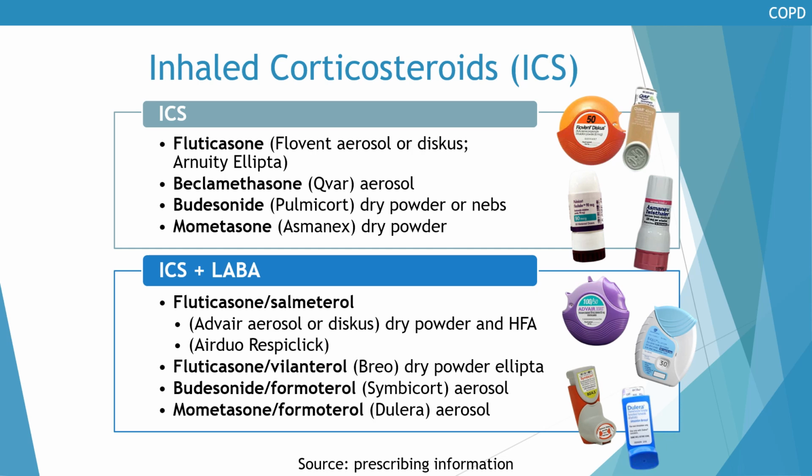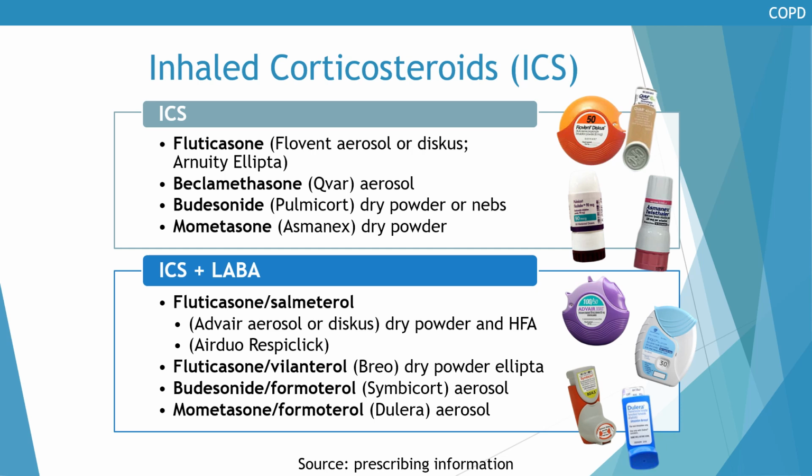ICS inhalers listed here are fluticasone, which comes as Flovent aerosol or Diskus, and Arnuity Ellipta. Arnuity is the only one that is actually once daily; otherwise the rest are twice a day. Beclomethasone comes as Qvar aerosol. Budesonide comes as Pulmicort, which is a dry powder or a nebulizer, and mometasone, which comes as Asmanex dry powder.